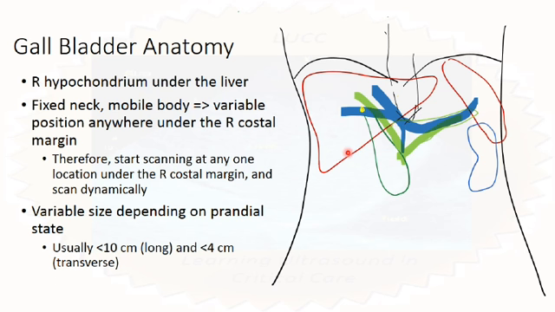The body is obviously bigger than the neck, and therefore it's easier to identify on ultrasound. So you start off with a wide sweep along this area under the costal margin to look for the body of the gallbladder. The size of the gallbladder depends on the prandial state, so it depends on whether you're fasting or whether you've eaten. And therefore it's variable.